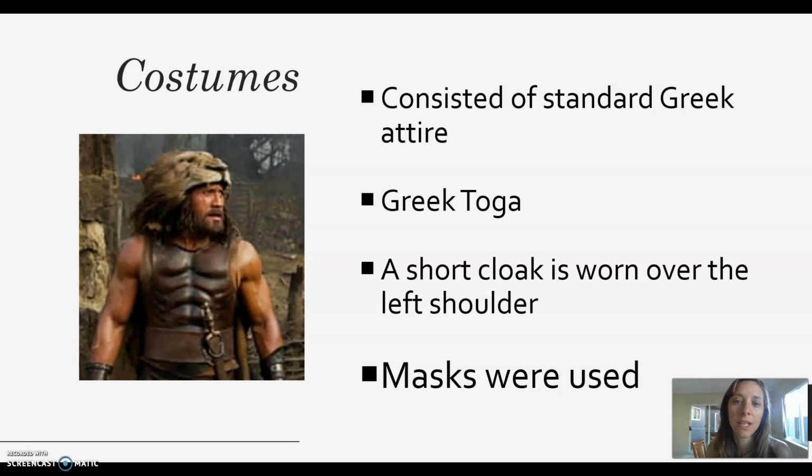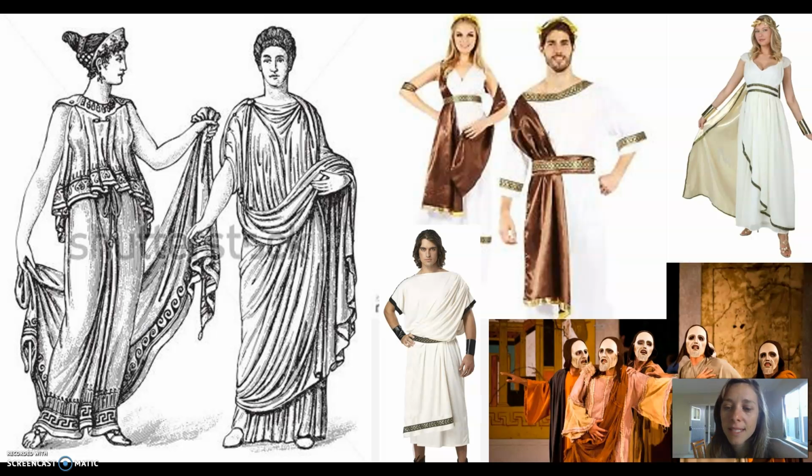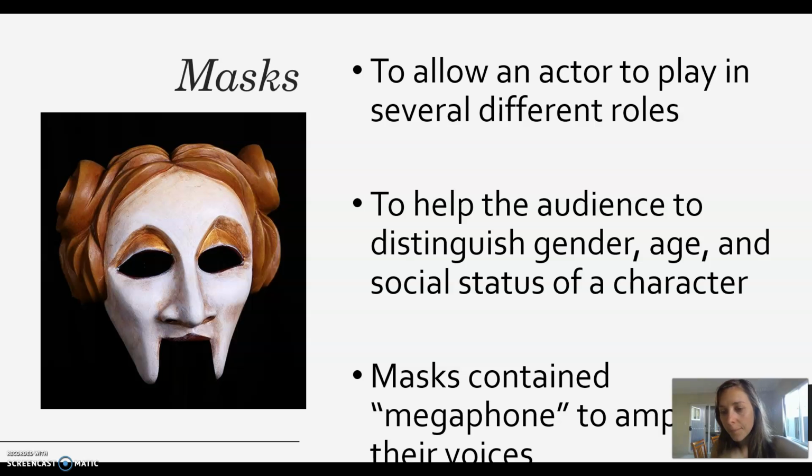Sorry again, pause the video if you need, and just write down, at least write Greek togas and masks, okay, because they're the two really important ones. These are some examples, so you might have seen these around. If you've watched 300, then this is what they're wearing. Spartans, okay, Sparta.